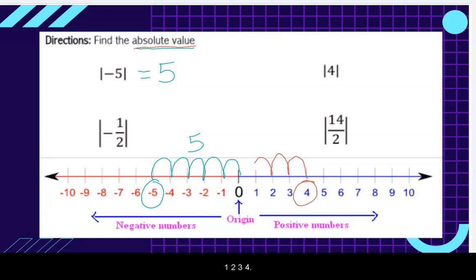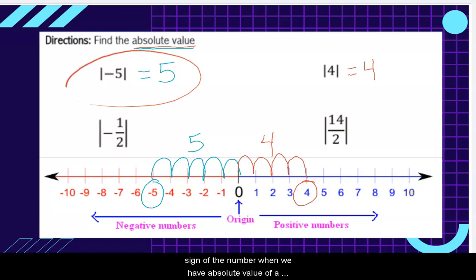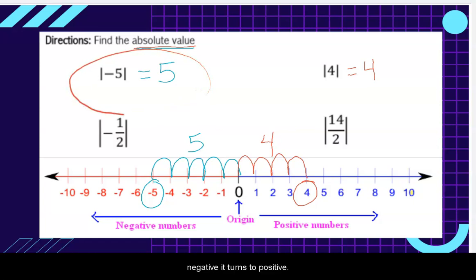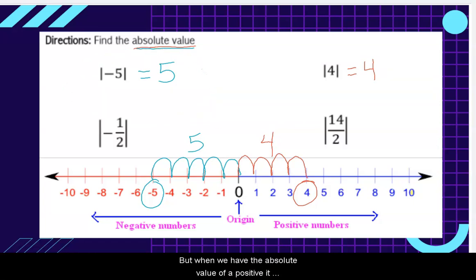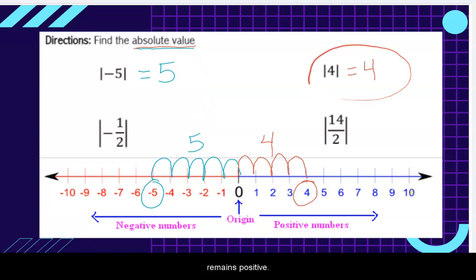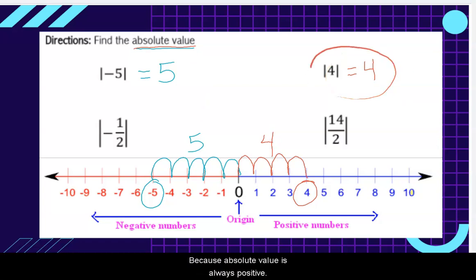1, 2, 3, 4. It's 4 spaces away from 0. Therefore, the absolute value of +4 is going to be +4. Now notice with the first example, we changed the sign of the number. When we have absolute value of a negative, it turns to positive. But when we have the absolute value of a positive, it remains positive because absolute value is always positive.